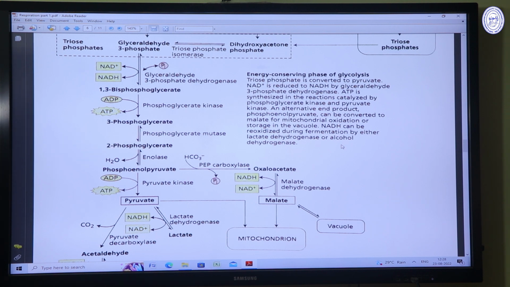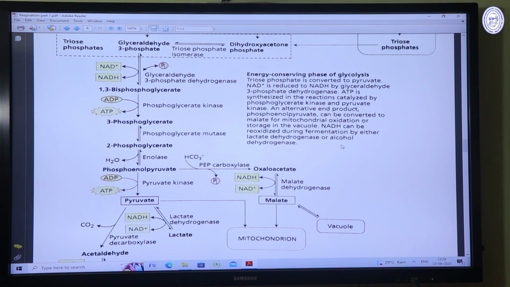And interestingly, this type of phosphorylation is known as substrate level phosphorylation. Why substrate level phosphorylation? Because one phosphate will be taken from the substrate, that is from this substrate 1,3-bisphosphoglycerate, that is the substrate of a reaction is the source of phosphate. That is why this is known as substrate level phosphorylation, this step and this step.